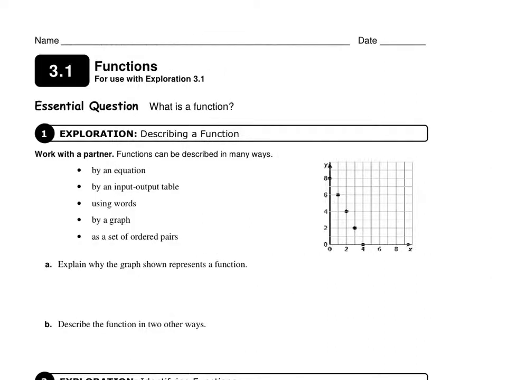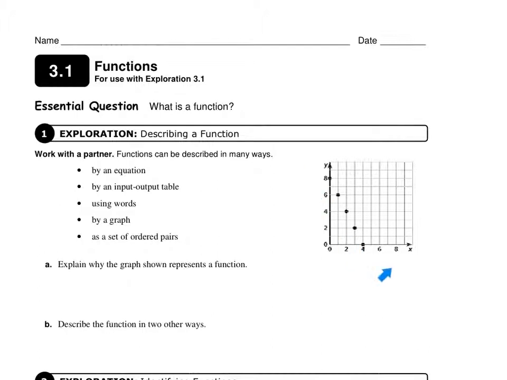Moving on to the exploration here, we want to look at some graphs and some tables, and we want to decide if these things are functions. Okay, functions can be shown as an equation, as an input-output table, as we saw. We can describe it in words. We can describe it as a graph. We can also describe it as a set of ordered pairs.